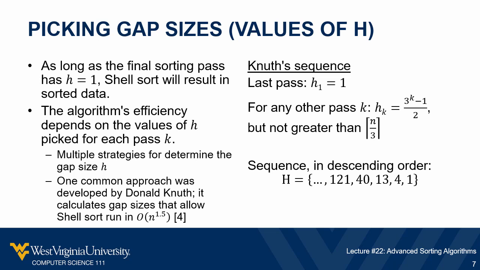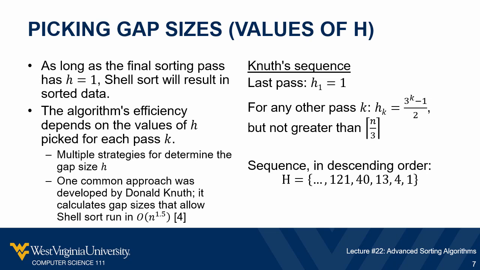But there's a caveat with that. We want to make sure that we don't end up with a gap size that is larger than essentially 1/3 the size of our array. It can't be bigger than the ceiling of the number of elements we have divided by 3. If we were to just take those rules, the last couple numbers in the sequence for our h values would end in 121, 40, 13, 4, and 1.